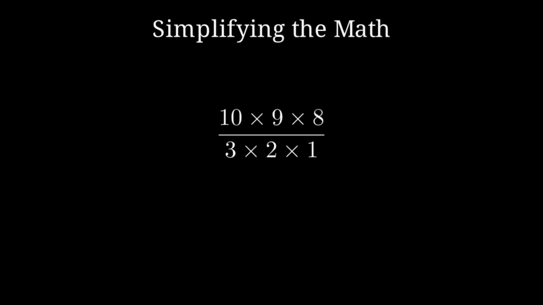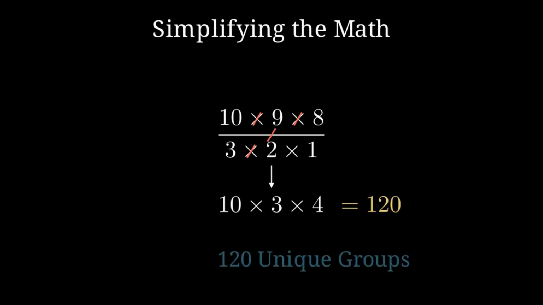Don't calculate large factorials fully. Write them out and cancel terms in the numerator and denominator. Here, 10 times 9 times 8 divided by 3 factorial simplifies quickly to 120. This saves time and reduces calculation errors during the exam.